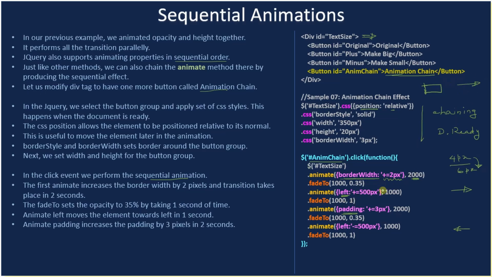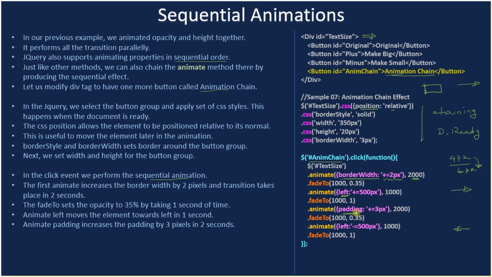Once it moves towards the right, we are chaining that to the fade to. Now the element is completely visible here, right? Because we set fade to percentage as 100%. Here it is 35%, right? So when the object is in transition or when it is moving, we are setting the div to semi-transparent. Once it moved to the destination location, then we are increasing the opacity to 1. That means the element is fully visible.